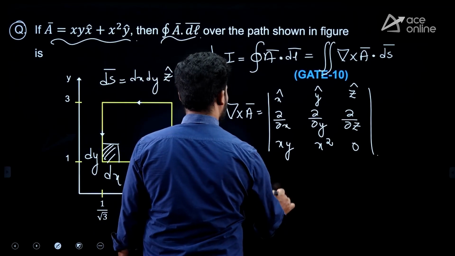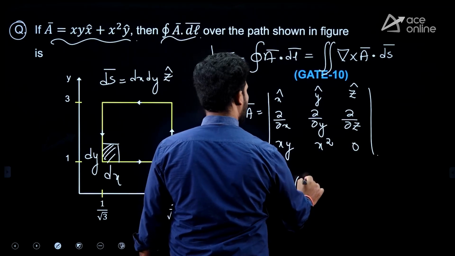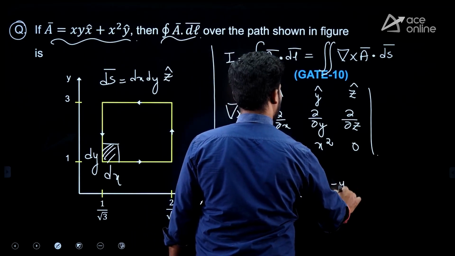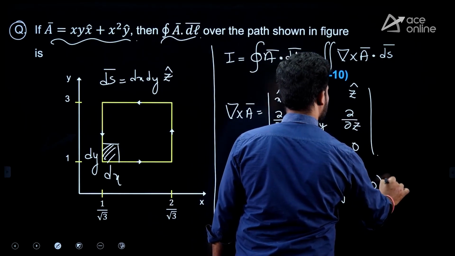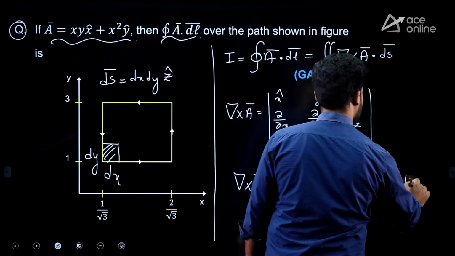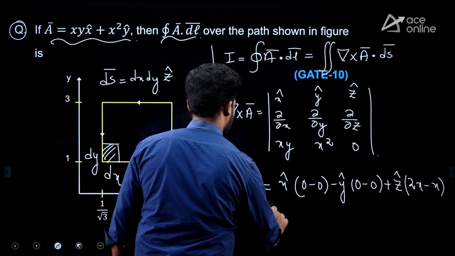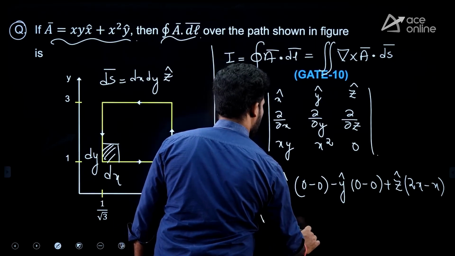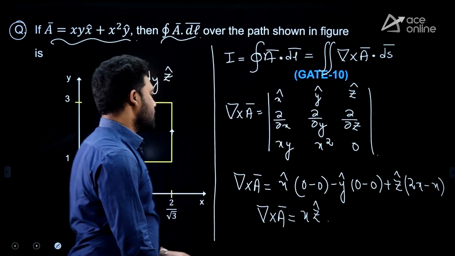Curl of A is equal to, can I write down directly? X cap into this minus this, 0 minus 0. Minus y cap into this minus 0 minus 0. Plus z cap into this minus this into this. It is 2x minus x. So del cross A is equal to x into z cap. I'm going to turn the page here.